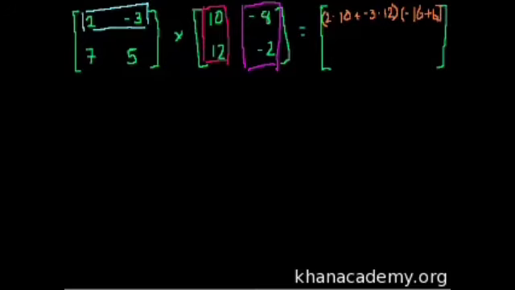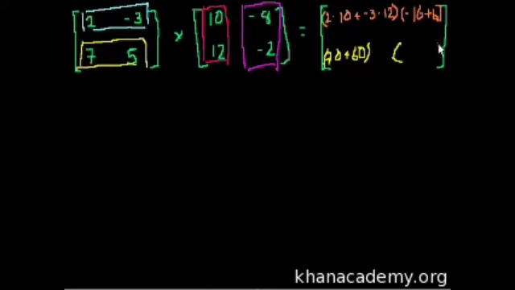And then let's come down here. So now we're in the second row. So now we're getting our row information from the first matrix. I know this is confusing, and I feel bad for you right now. But we're going to do a bunch of examples, and I think it'll make sense. So this term, the bottom left term, is going to be this row times this column. So it's going to be 7 times 10, so 70, plus 5 times 12, plus 60.